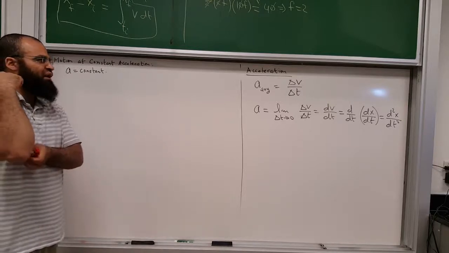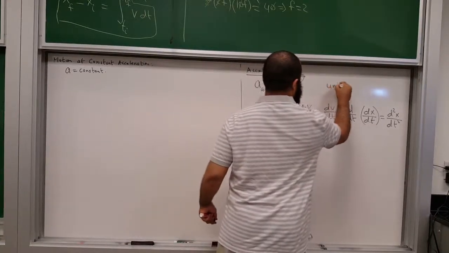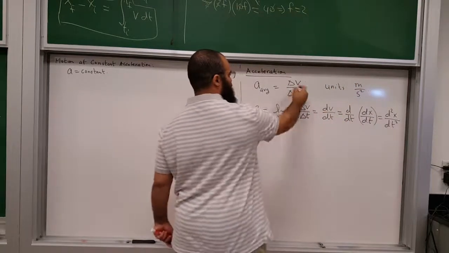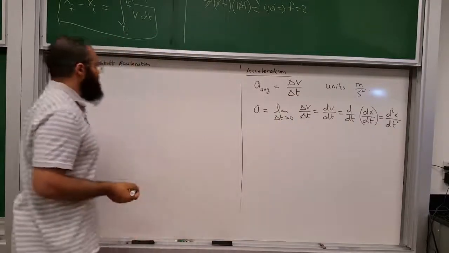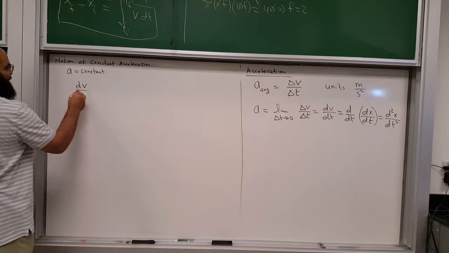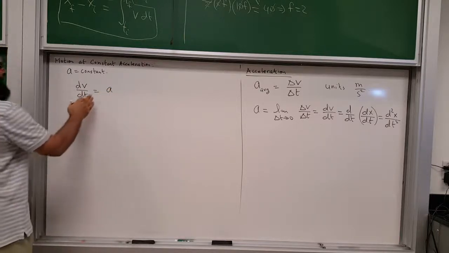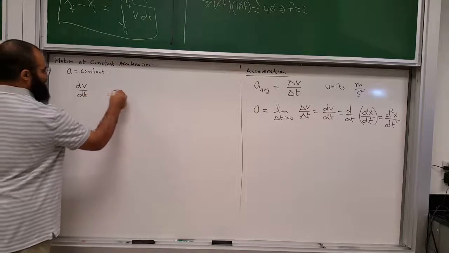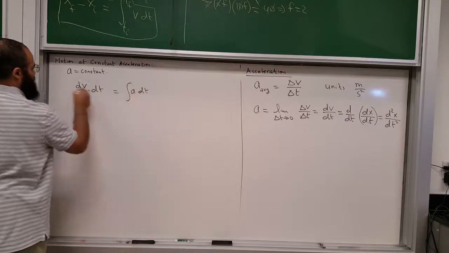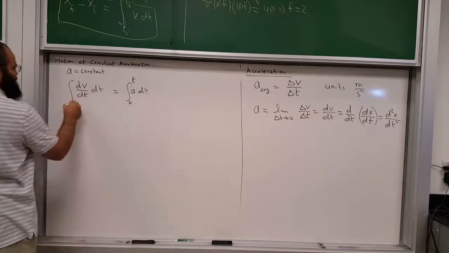Oh, I failed to mention. The units for acceleration would be meters per second squared. Because the velocity is meters per second, and you're dividing by seconds again, so it gets meters per second squared. So if the acceleration is constant, it means that dv dt is equal to the acceleration, and it's constant. So I'm going to integrate both sides with respect to time. I integrate from t initial 0 to t final.